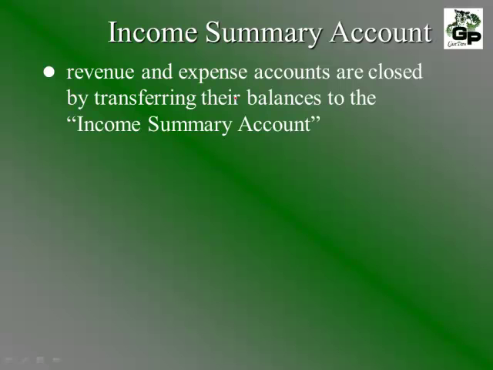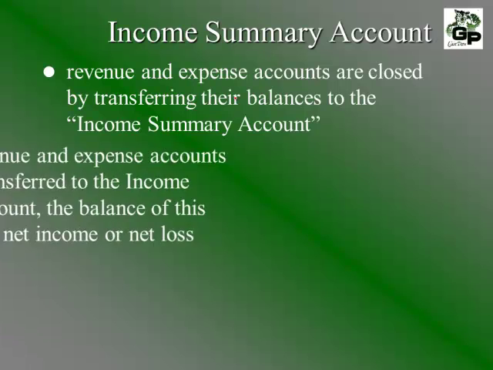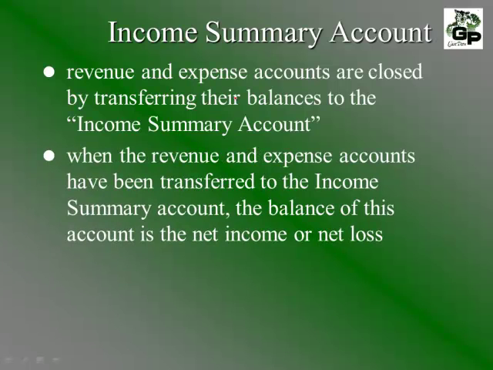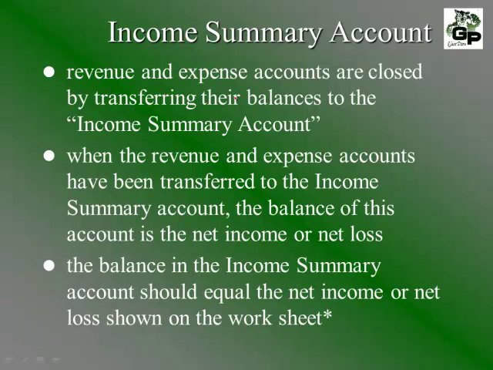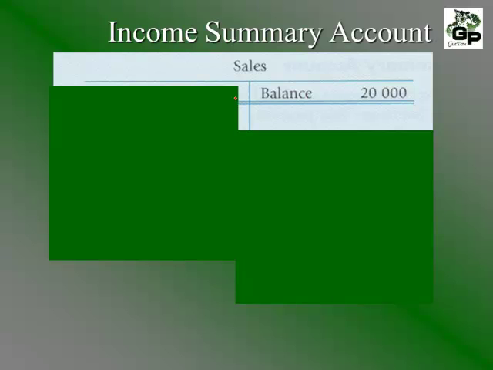Let's take a look at a special account called the Income Summary Account, which helps us during this closing of the books. Revenue and expense accounts are closed by transferring their balances to the Income Summary Account. When the revenue and expense accounts have been transferred to the Income Summary Account, the balance of this account is the net income or the net loss. The balance in the Income Summary Account should equal the net income or net loss shown on the worksheet and the income statement. Let's take a look at how this works.